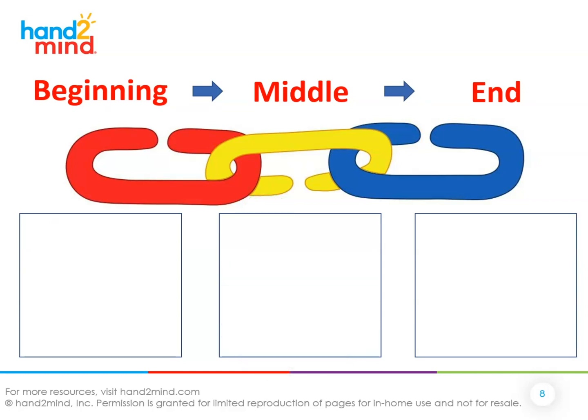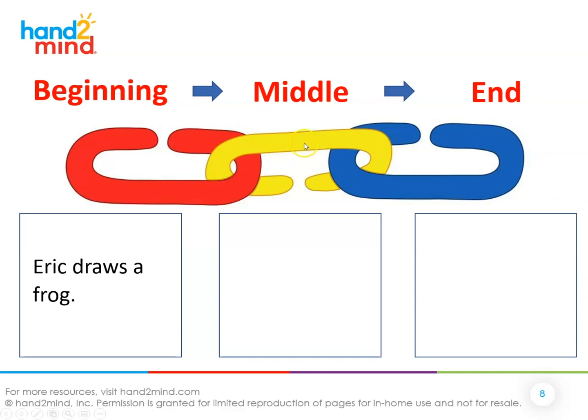Time's up. Now, let's work together to tell the events in the story that we read that were in the beginning, middle, and end of the story. First, let's touch the red link in our chain. Now, let's tell the event that happened in the beginning of the story. First, Eric draws a frog.